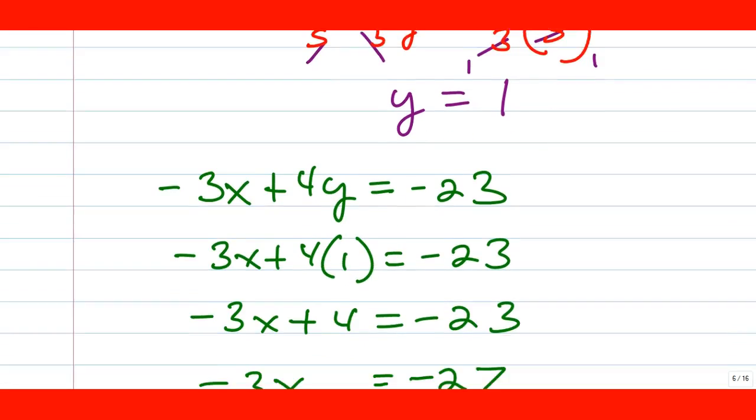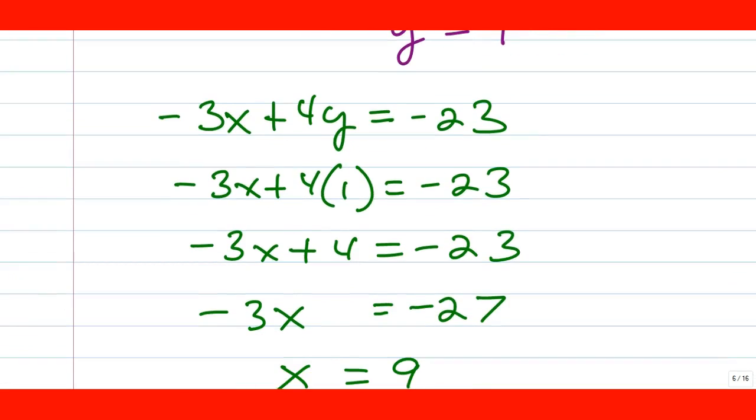Next, I need to find the x value. So I'll take one of the two equations from above and plug the 1 into it. I'm taking the second equation here. You could also run the first equation as a check to see if you come out with the same answer for x. So I plug a 1 in where I see the y value, so I have a negative 3x plus 4 times 1 equals negative 23. So I end up with a negative 3x plus 4 equals negative 23.